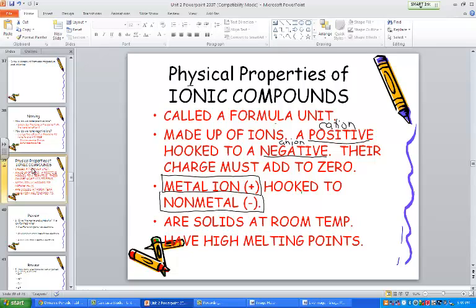Nonmetals will always gain electrons. Nonmetals will become anions, negative ions. Very quickly by a formula, if I want to know if it's ionic, I see a metal hooked to a nonmetal. That's the guarantee I've identified it to be an ionic compound. Metals are positive, nonmetals are negative, and we'll balance the charges with our subscripts.